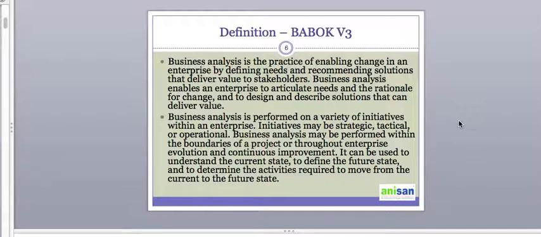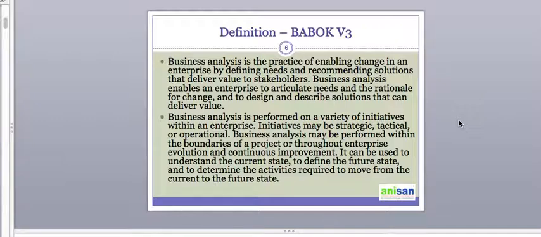Now if I break down that sentence into three ways: one is that it enables the organization to articulate needs, that is business needs. What is the organizational mission, goals and objectives, and how the change is aligned to them? In case they are not aligned, how do we help the organization to align them, either by aligning the mission, goals and objectives, or by aligning the solution needs.